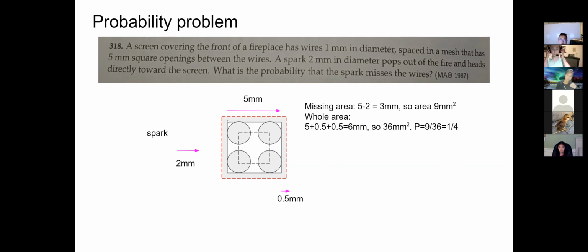Okay. Now the whole area would be 5 plus 0.5 plus 0.5, right? We have 0.5 on the thickness. So this whole unit is 6 by 6. So anywhere within 6 by 6, we are okay. So the probability would be the area of this small square divided by the area of this whole unit. And that's 9 over 36 equals 1 over 4.